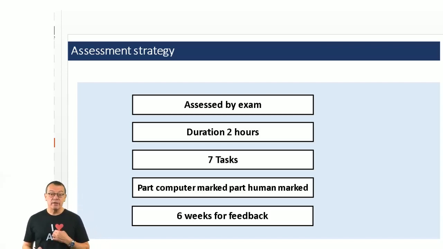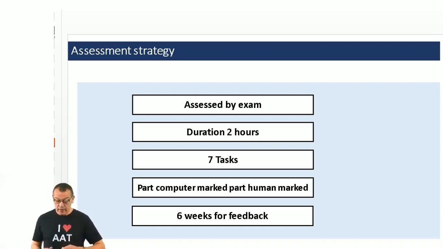How is it assessed? We already said it's 2 hours. There are 7 tasks. So the 4 learning outcomes or objectives are covered within 7 tasks. It's partly computer marked and partly human marked. Actually, accounting software is human marked, but at level 2 of the units you've done so far, it's all been dealt with by the computer, with instant results.